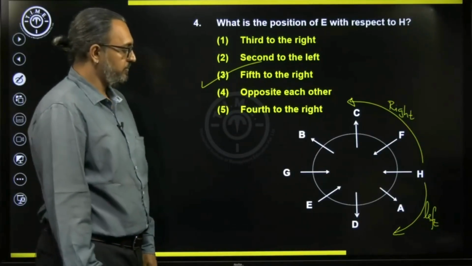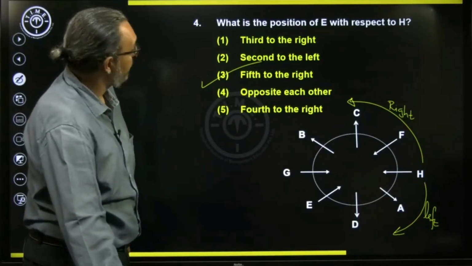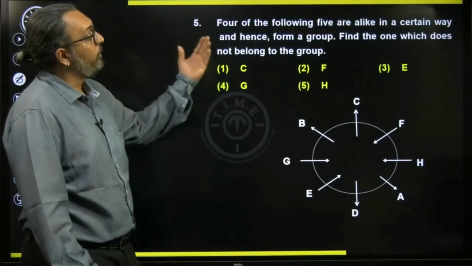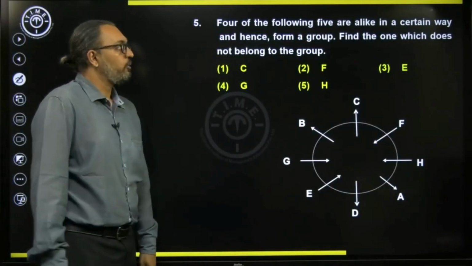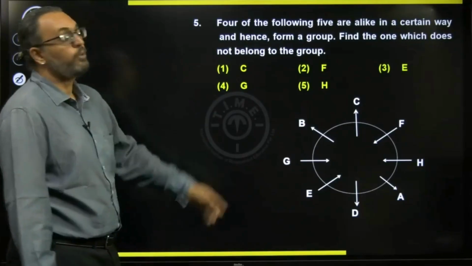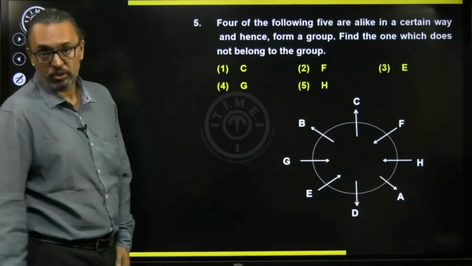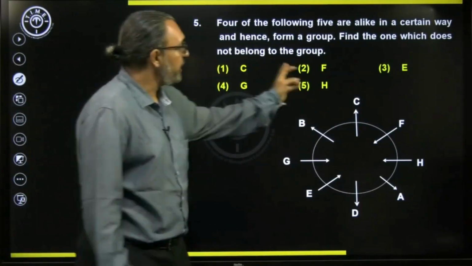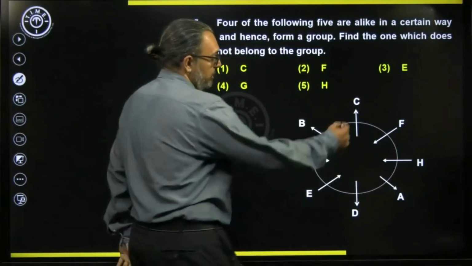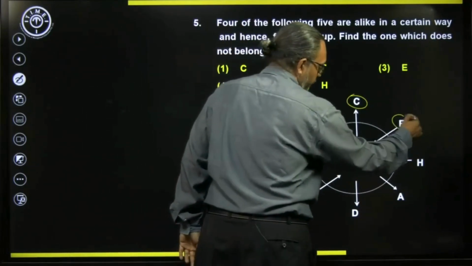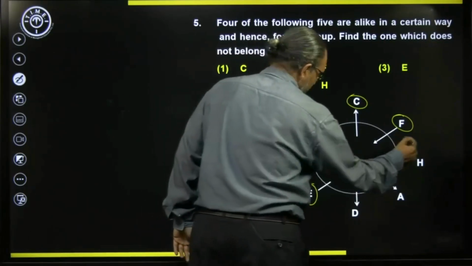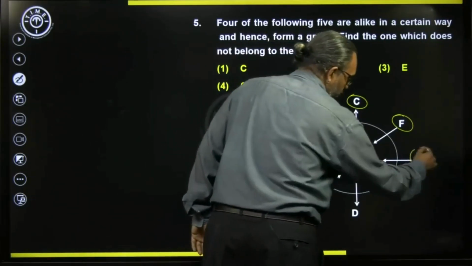Right. Then 4 of the following 5 are alike in a certain way and hence form a group. Find the one which does not belong to that group. So it's an odd man out question. So let's see. We have C, F, E, G, H.